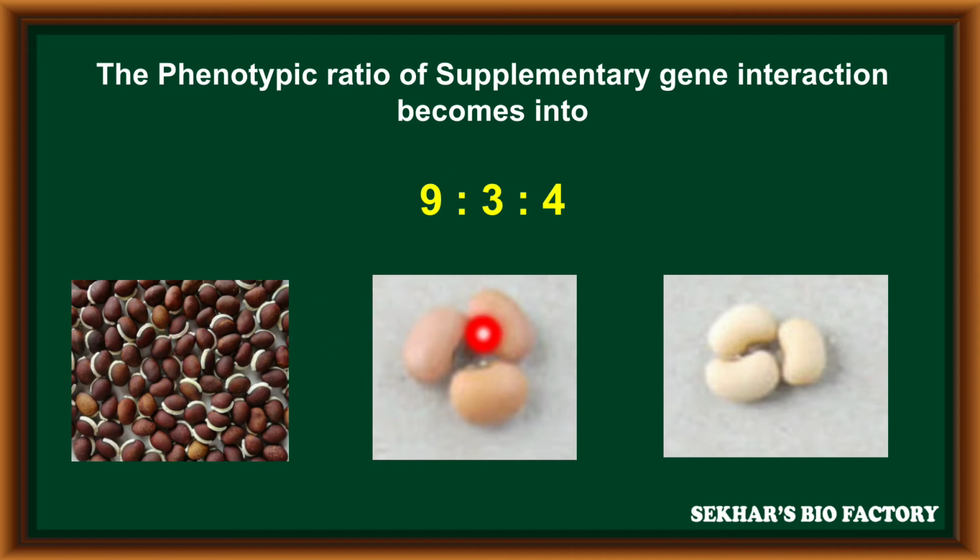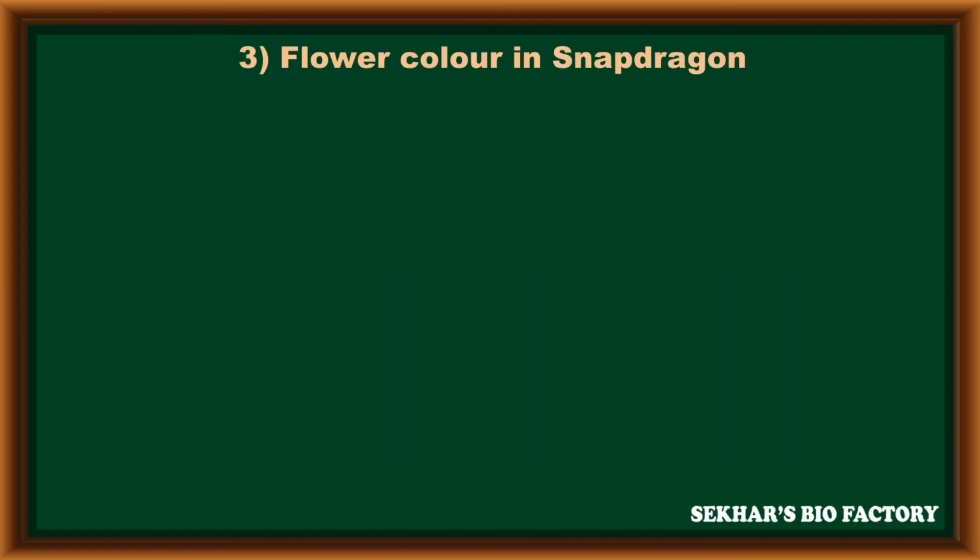3 are with the khaki color and 4 are with the buff color seed coat, so that its phenotypic ratio becomes 9:3:4. Coming to the third example, that is flower color in Snapdragon.